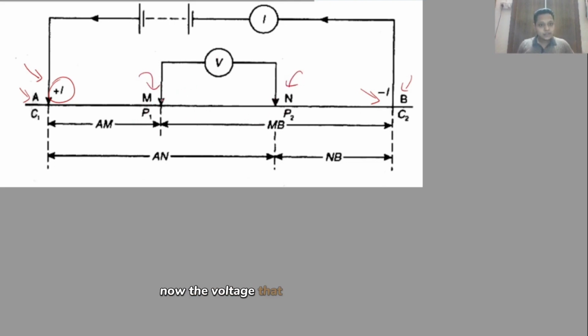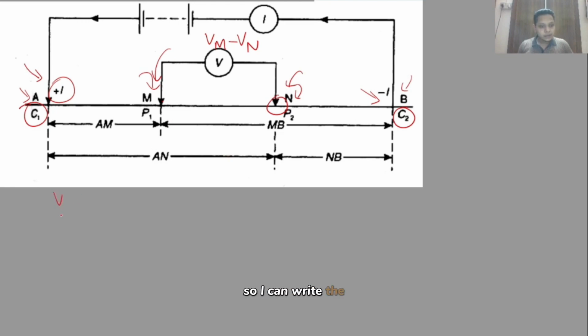Now, the voltage that is going to be generated at M and N will be a collective voltage, which I can write as Vm minus Vn, the potential difference. And this Vm, this potential at M, will be generated by both C1 current and C2 current. Similarly, the potential will be generated at N by C1 and C2 current.